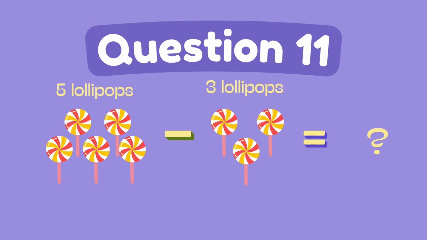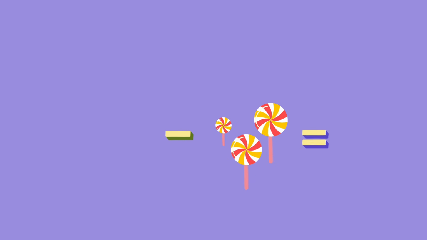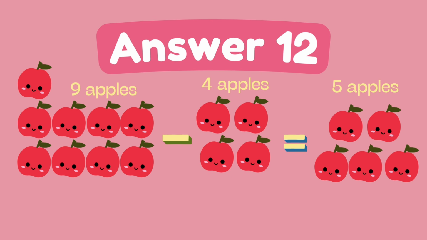What is 5 minus 3? The answer is 2. What is 9 minus 4? The answer is 5.